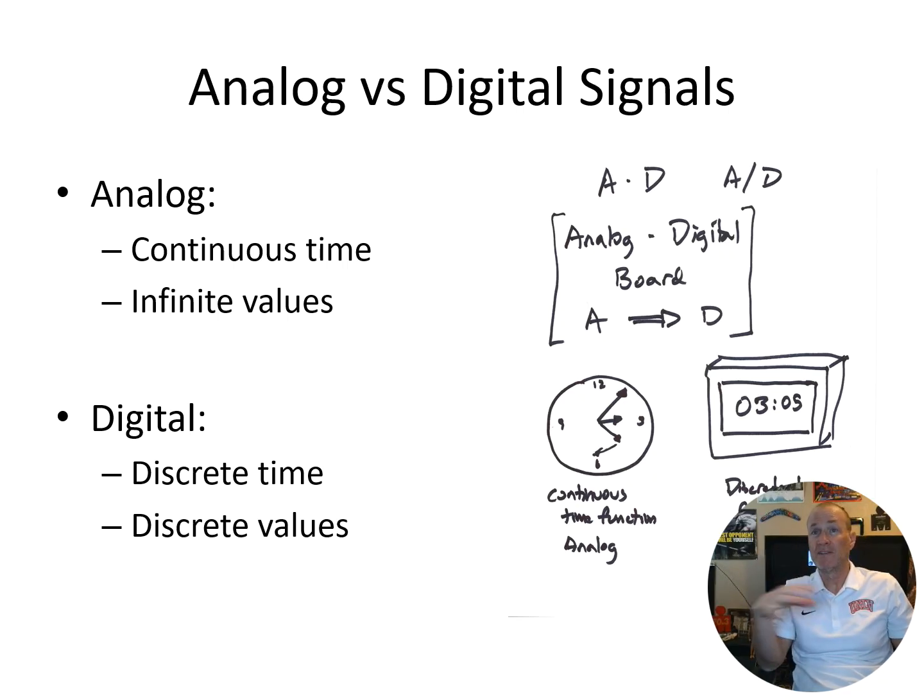Whereas, and there's infinite values, okay? It's continuous time. A digital signal has discrete time and discrete values. So a digital clock, 3:05, all right? The next number would be 3:06. The next number would be 3:07. Whereas an analog signal is continuous time, and there are not those discrete intervals.